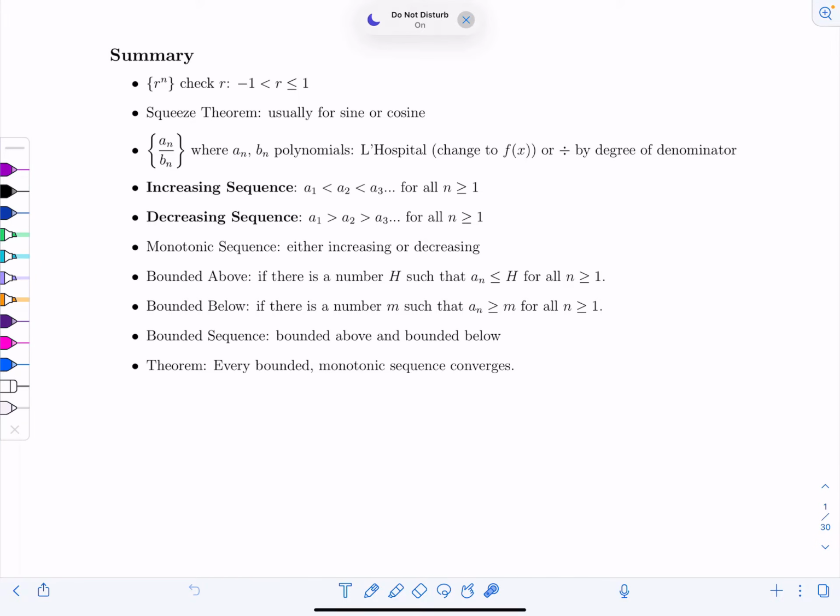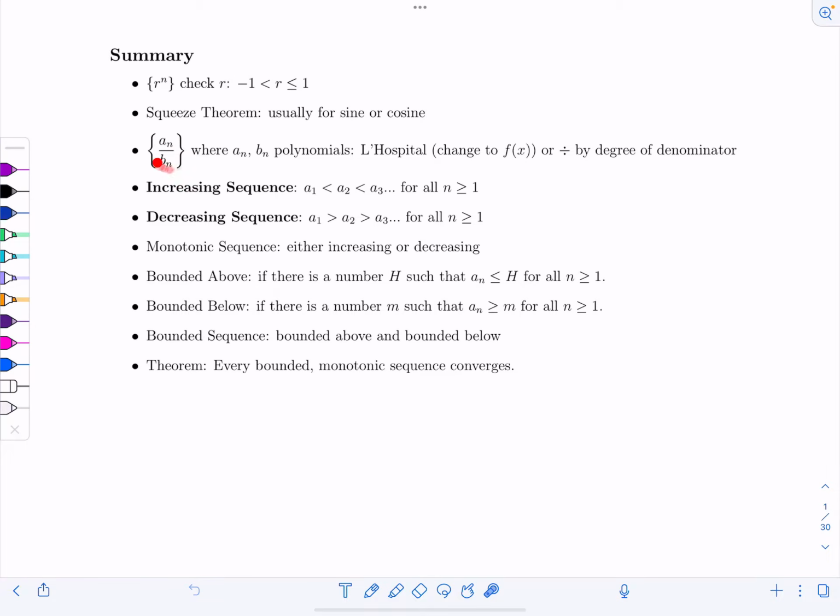Okay, so here's just a little summary. When you're looking at a sequence, if you have r raised to the n power pop up in there, as long as r is between -1 and 1, then that will be convergent. If the absolute value of r is less than 1, then as n goes to infinity, this is going to go to 0. Sometimes you might need to use the squeeze theorem if you see sines or cosines pop up. Not always, but sometimes.